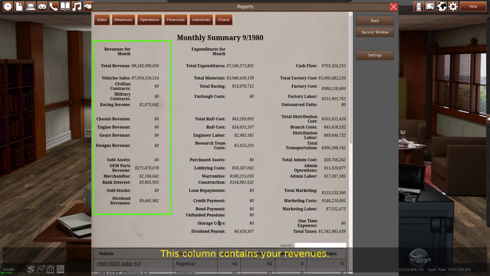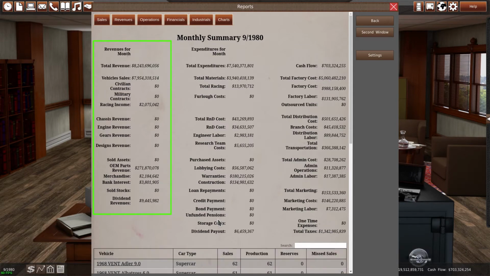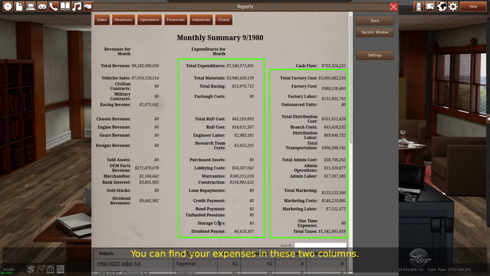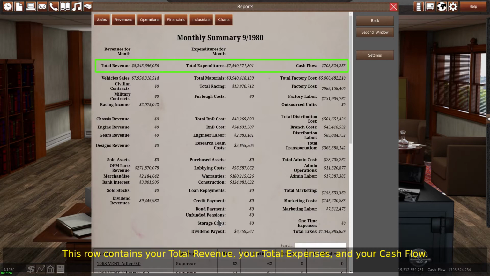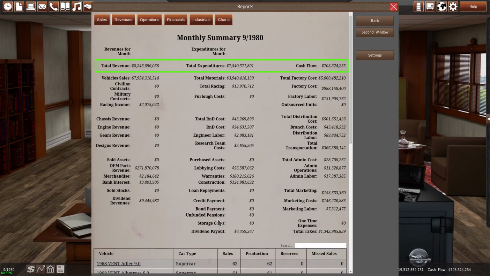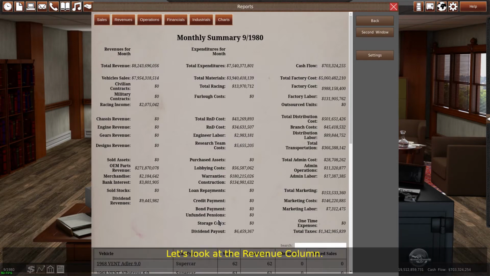This column contains your revenues. You can find your expenses in these 2 columns. This row contains your total revenue, your total expenses, and your cash flow. Let's look at the revenue column.